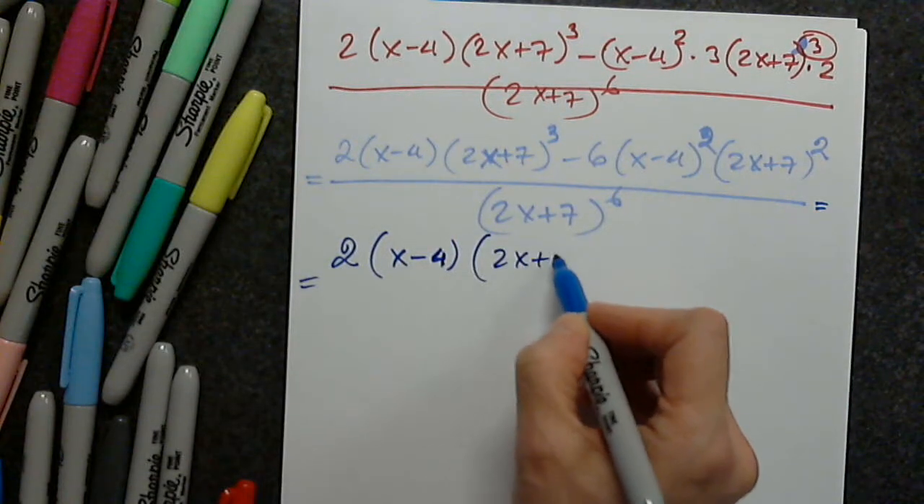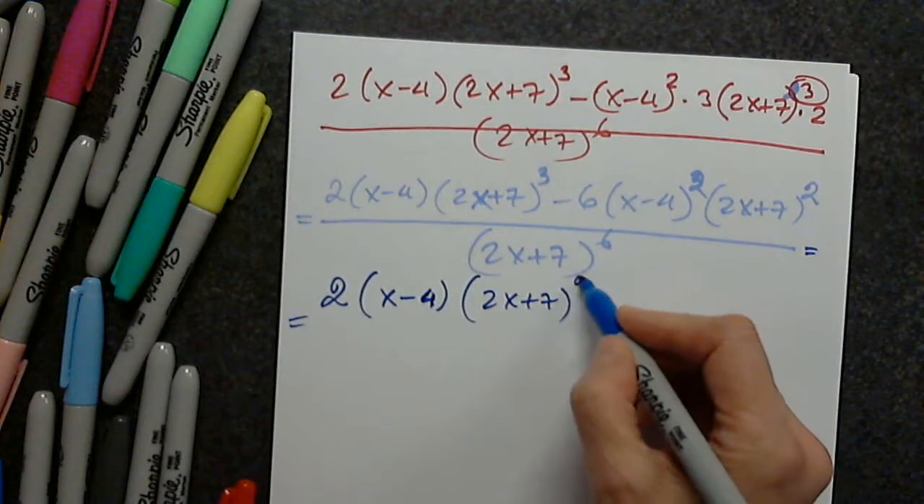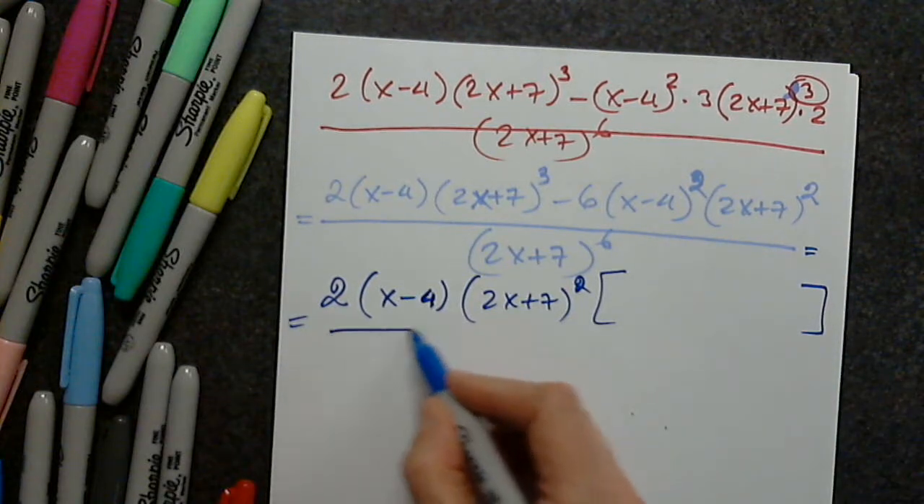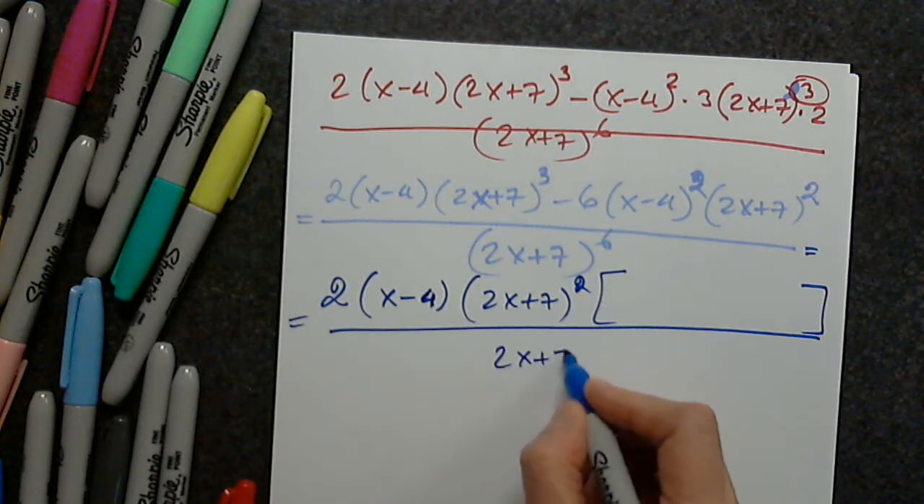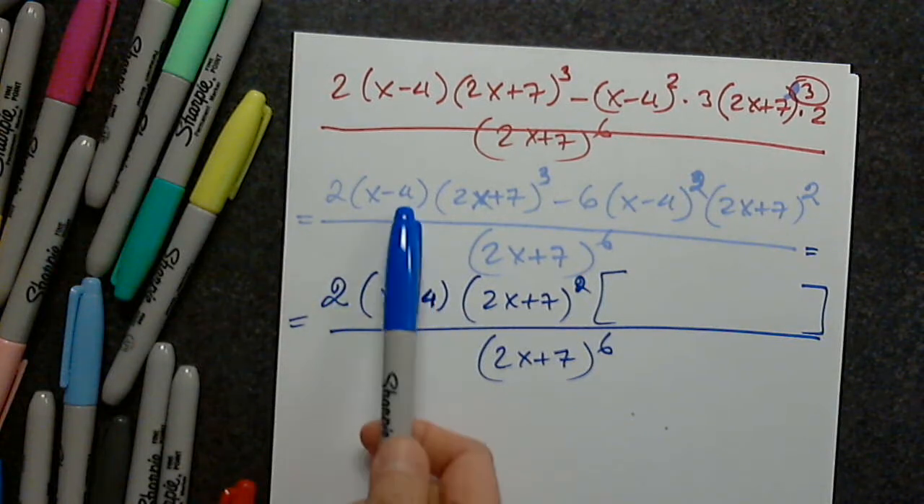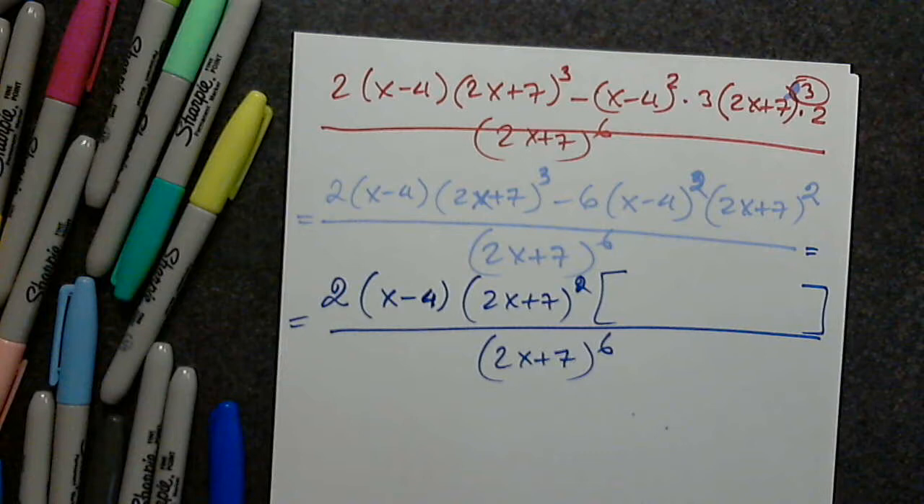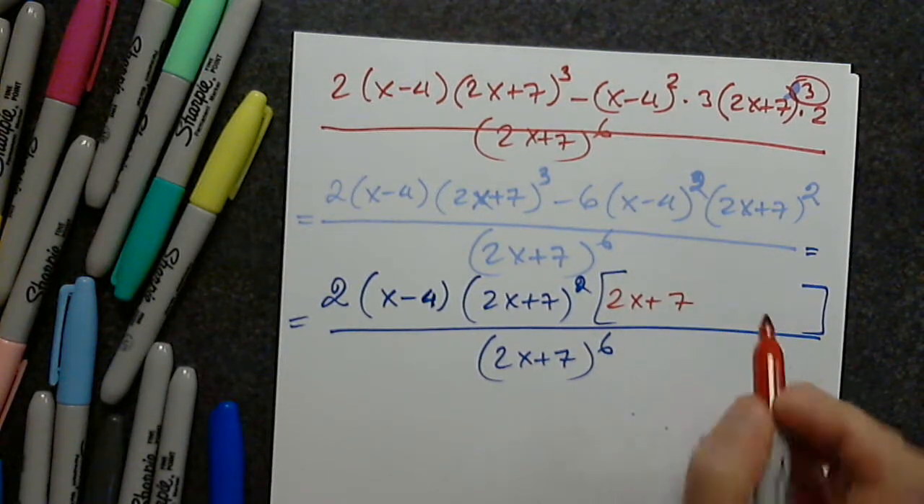Then I have to take 2x plus 7. But now I have to decide which power. 2. Indeed. And open a bracket. What is left inside the bracket from the very first term? 2 is out. X minus 4 is out. 2x. One of those. Do you all agree with 2x plus 7?